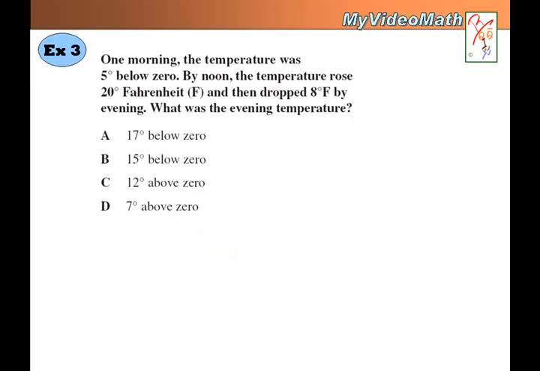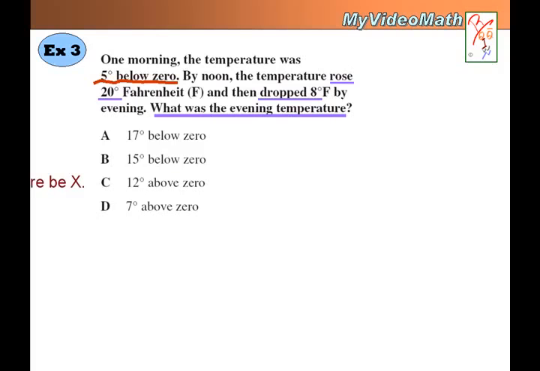What do we know? The temperature in the morning was 5 degrees below zero. How do we represent 5 degrees below zero? You're right, -5. By noon, the temperature rose 20 degrees and then dropped 8 degrees by the evening. What we need to know is what was the evening temperature?